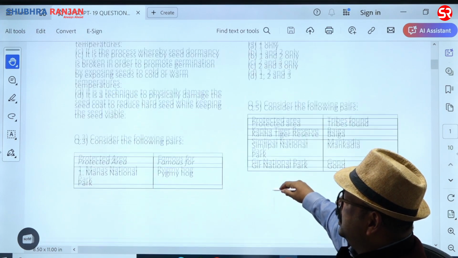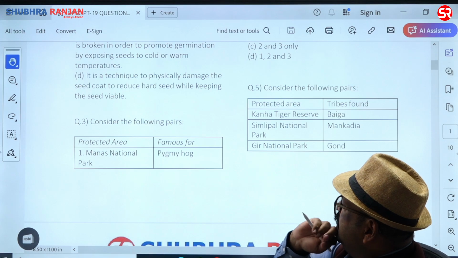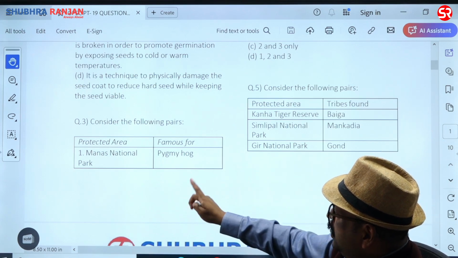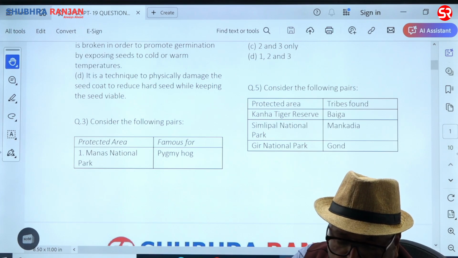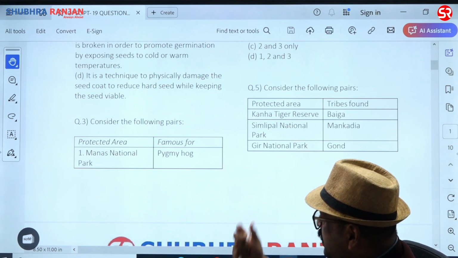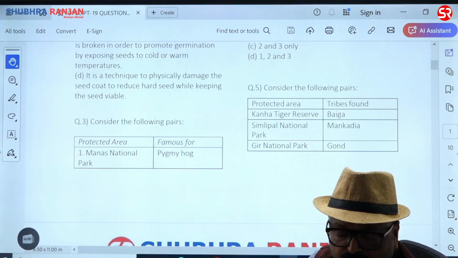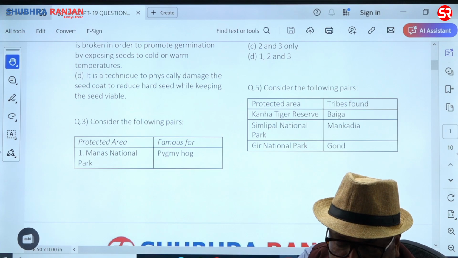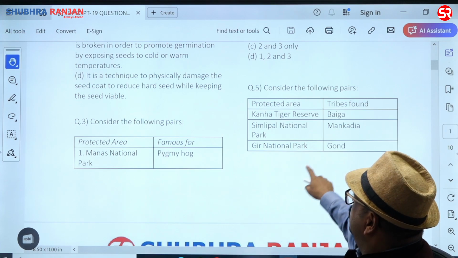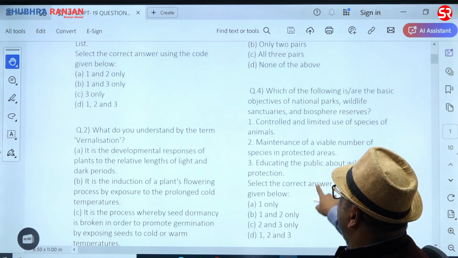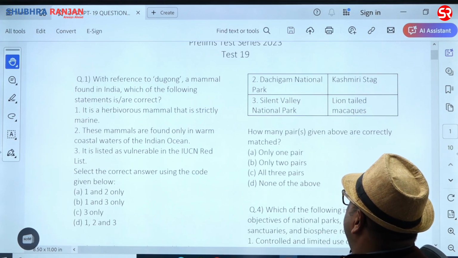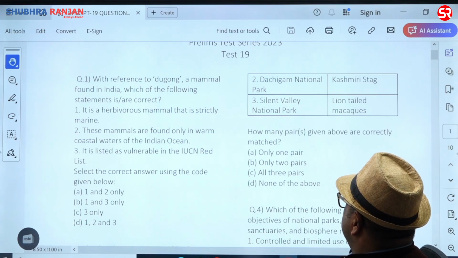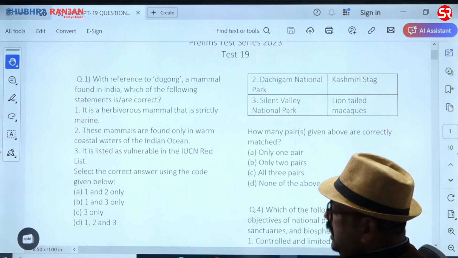Question number 3 is about protected areas and what they are famous for. Manas National Park, although it is more famous for rhinoceros, pygmy hog is also there. So yes, Manas National Park is famous for pygmy hog also. Next one is Dachigam National Park, that is for Kashmiri stag, and Silent Valley National Park.